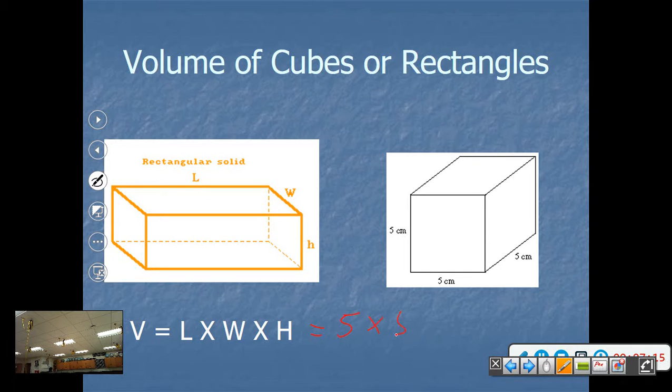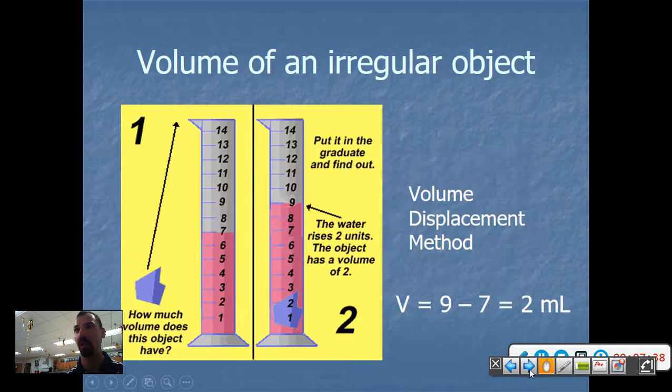So the answer to this is 125 centimeters, and it's going to be cubed, because it's cubic centimeters, because this is a 3-dimensional object. Areas, on the other hand, tend to be centimeters squared, which are 2-dimensional. This is 3-dimensional, that's why it's centimeters cubed.